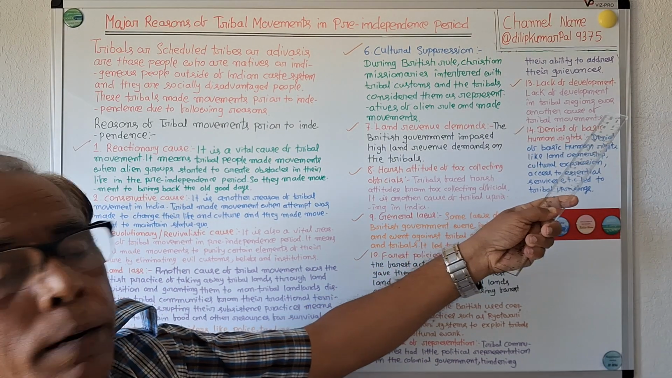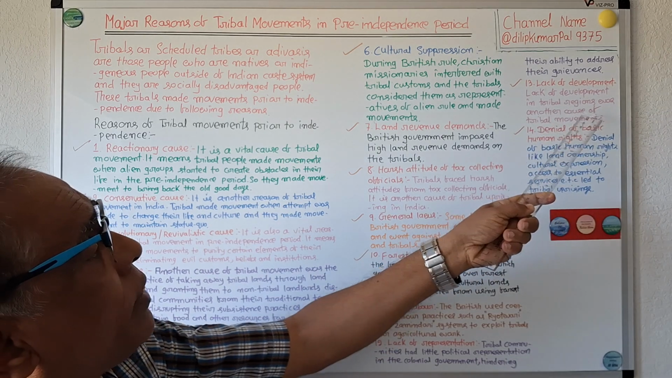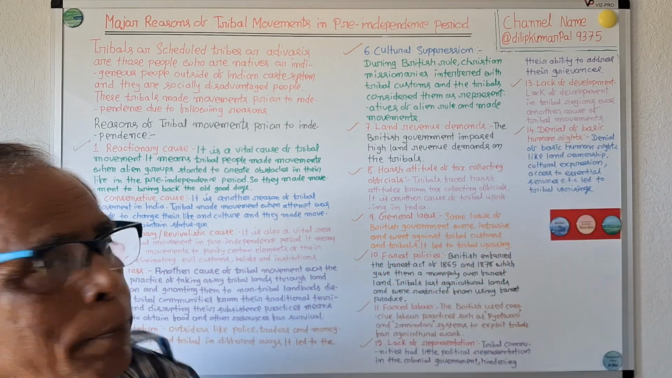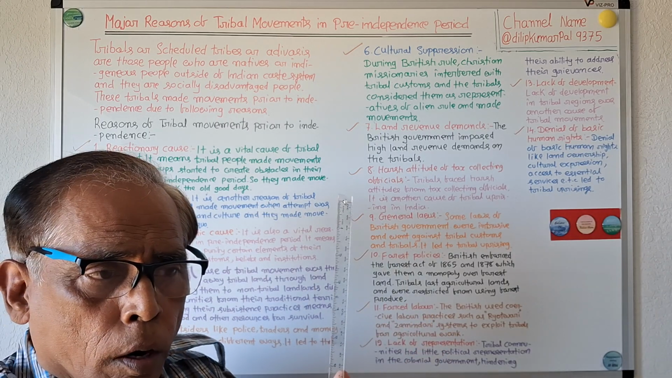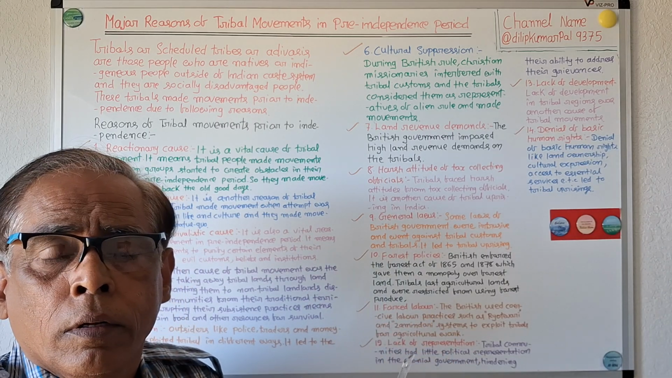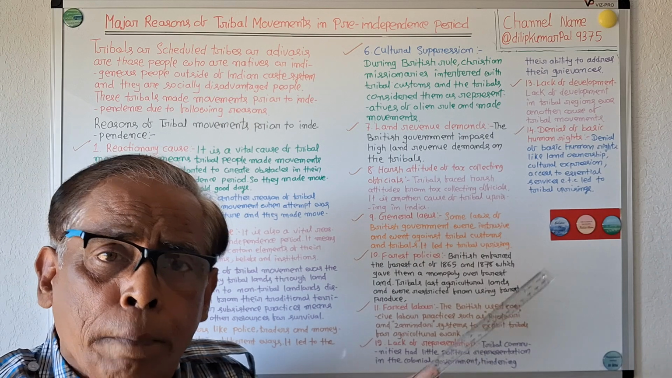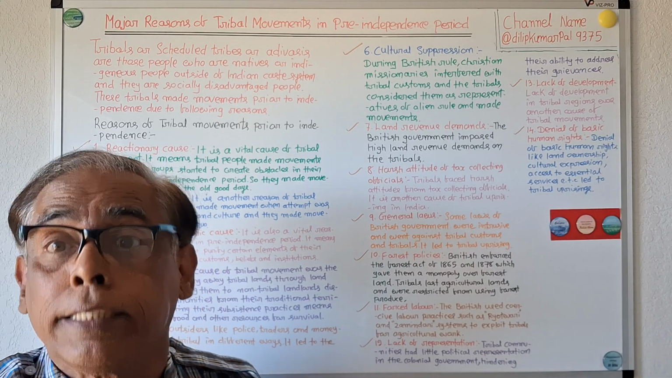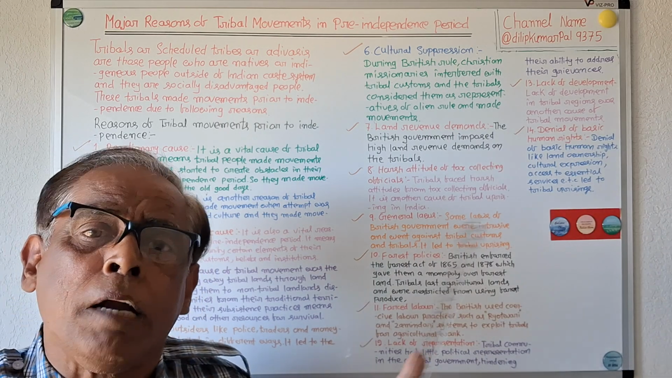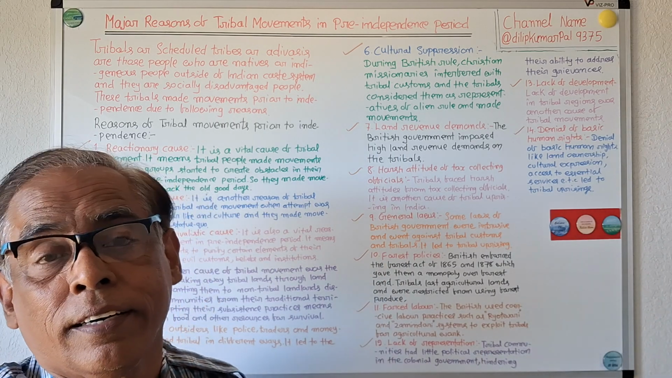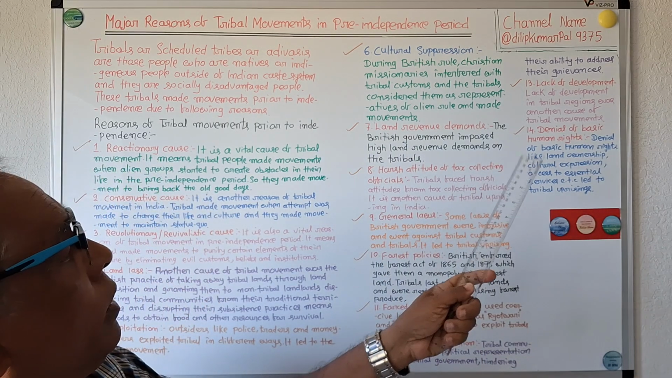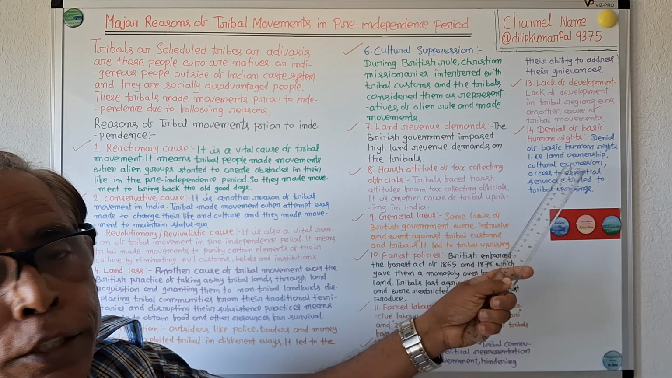13. Lack of development. Lack of development in tribal regions was another cause of tribal movement. During the rule of the British government, developmental works were not made in the tribal regions. So they remained backward. It forced them to make movement.